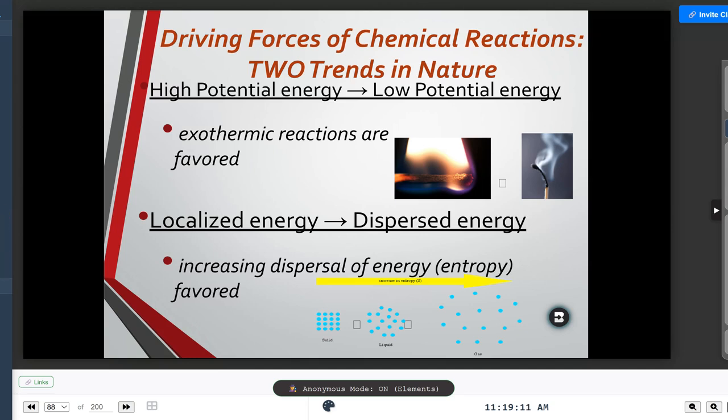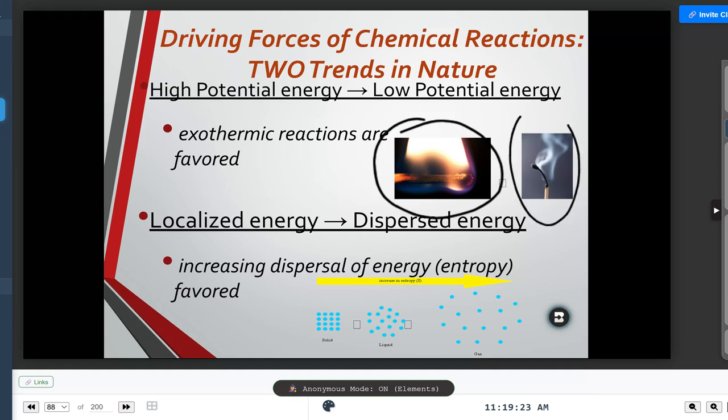Okay, so if you think about what's happening here in this match head that's burning, you've got a situation where that match is releasing energy. And when it releases energy, that means that energy is being dispersed. Okay. And so now when we have a match that's here, that energy has burned up and the match is burned up and the energy has dispersed and gone into places in the surroundings. And so we went from high energy here to lower potential energy here. But we also were going from a localized energy to a dispersed energy, right?